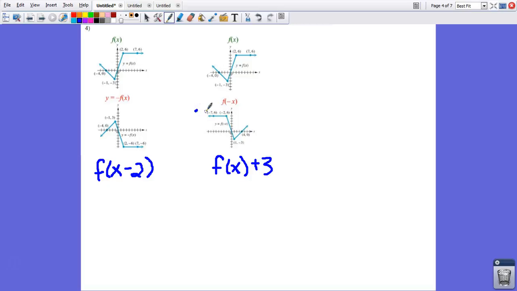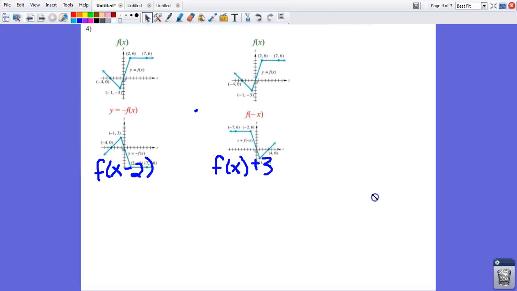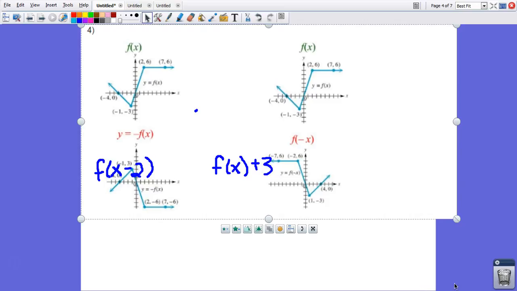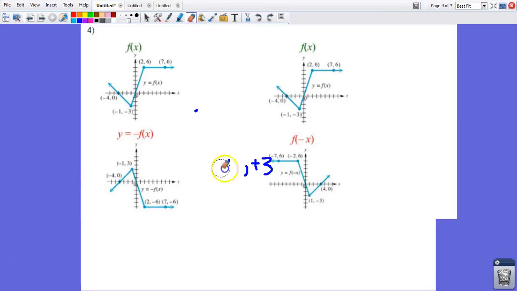Let's see if I can make this picture bigger. Bear with me while I figure out how to use this. Cool, that's going to be better. Okay. Now I need to erase what I wrote and then rewrite it.